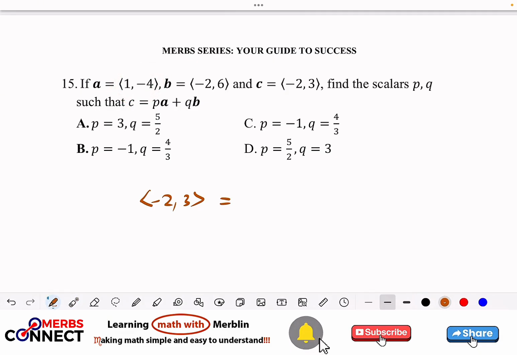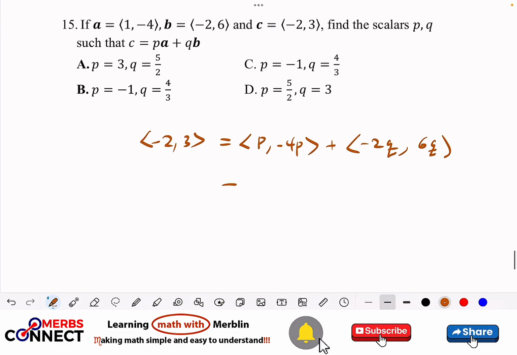So P multiplying that, I'm going to have P minus 4P plus Q times this. So this is going to be minus 2Q plus 6Q. So let's group like terms here, component by component. I'm going to have P minus 2Q. Then component to component, this is also the same as minus 4P plus 6Q.